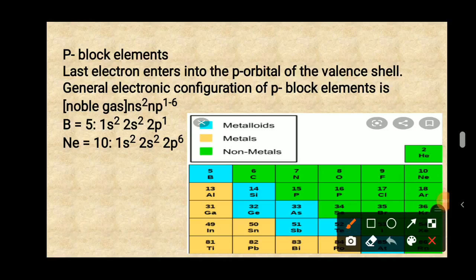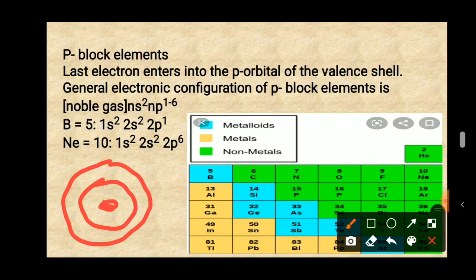Now I will draw the atom of boron. Usually we draw boron with a nucleus, a first shell and then a second shell. Based on the configuration, the first shell has 2 electrons, so 1s2. The second shell has a total of 3 electrons, written as 2s2, 2p1. So which one is the outermost shell? The outermost shell is 2. Even in the case of neon, the outermost shell is 2.